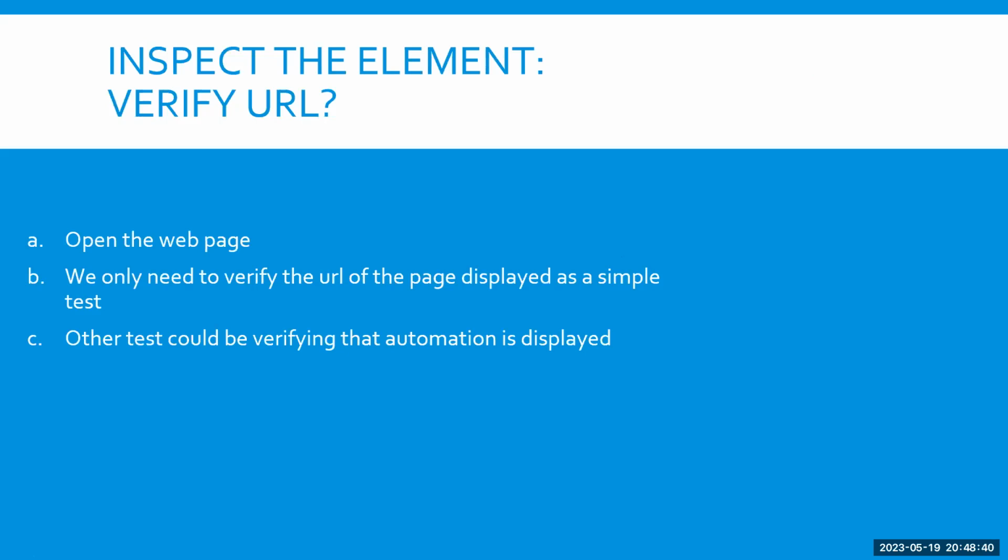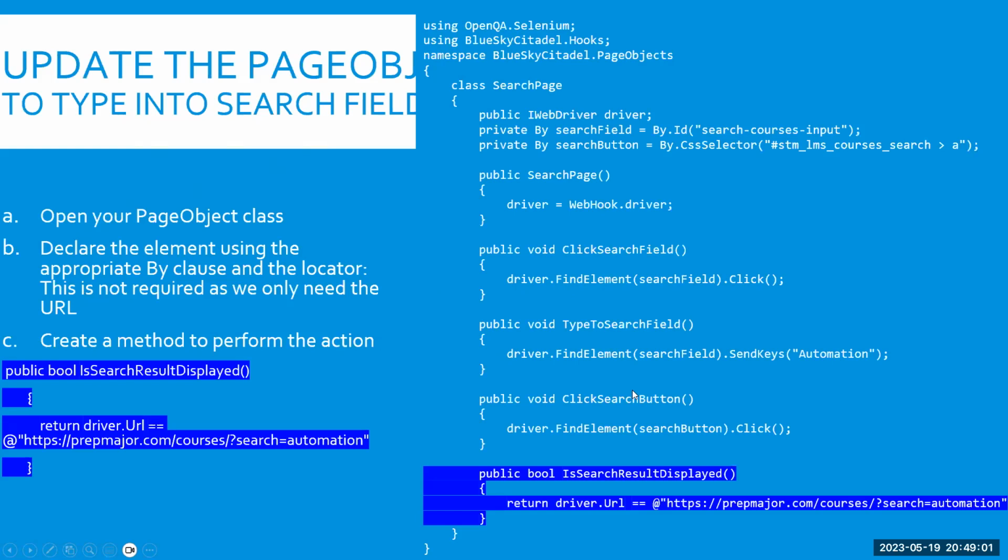So here we need to confirm that the search result page is displayed. Another screenshot is here. Inspect the element, verify URL. So open the web page. We only need to verify the URL of the page displayed as a sample test. We are going to do that together. Other tests could verify that automation is displayed. Update page object. This is a screenshot as well.